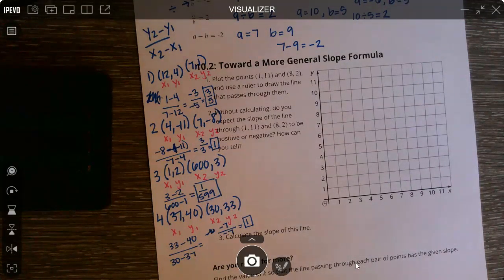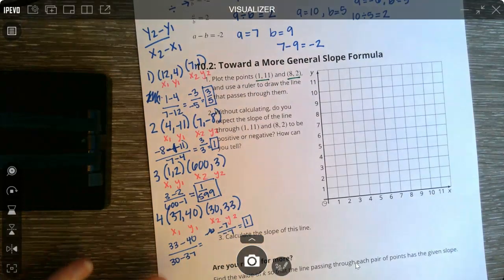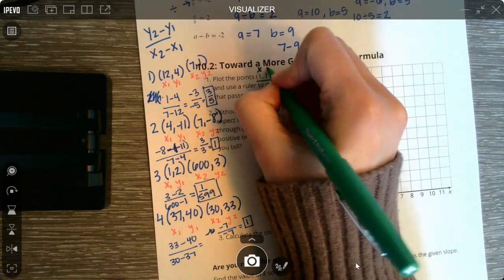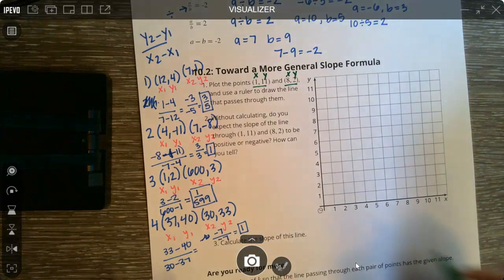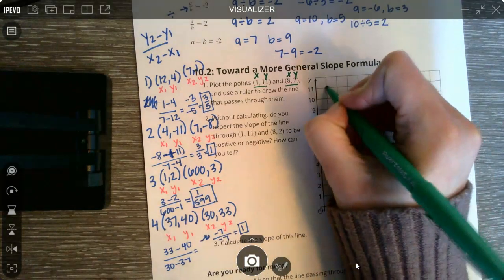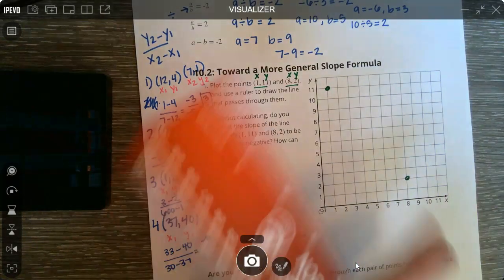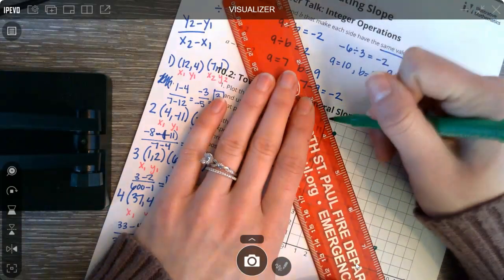Toward a more general slope formula. It says plot points 1, 11, and 8, 2. Use a ruler to draw the line that passes through them. If you want to grab a ruler from up front, you can. If you want to eyeball it, I'm fine with that too. 1, 11, so this is my x, this is my y, this is my x, this is my y. You move by your x first, over 1, up 11, over 8, up 2. I'm going to make my line through my points.